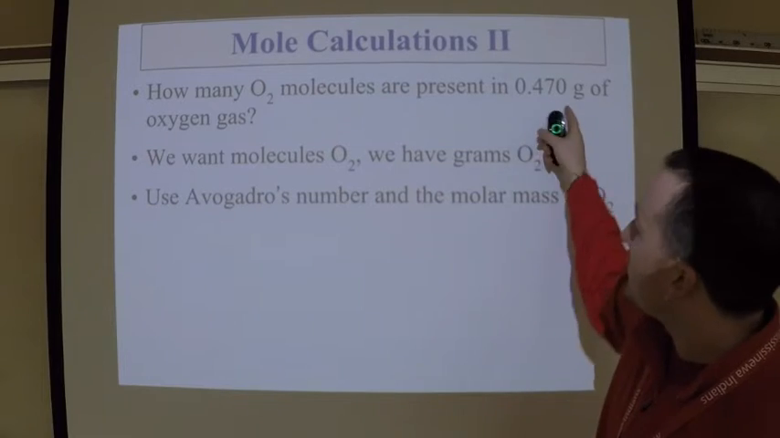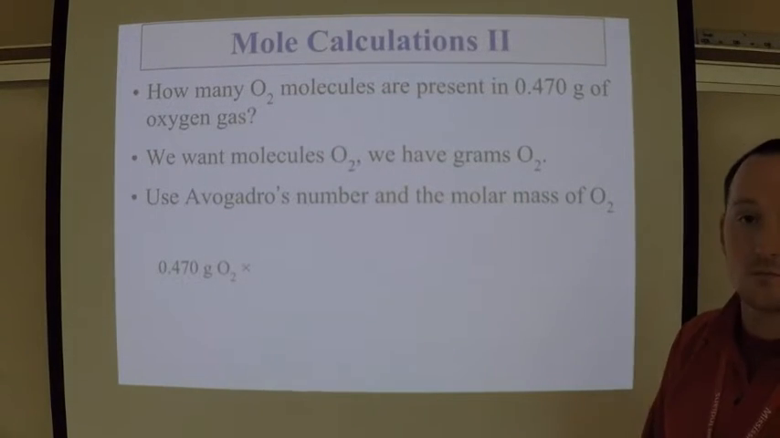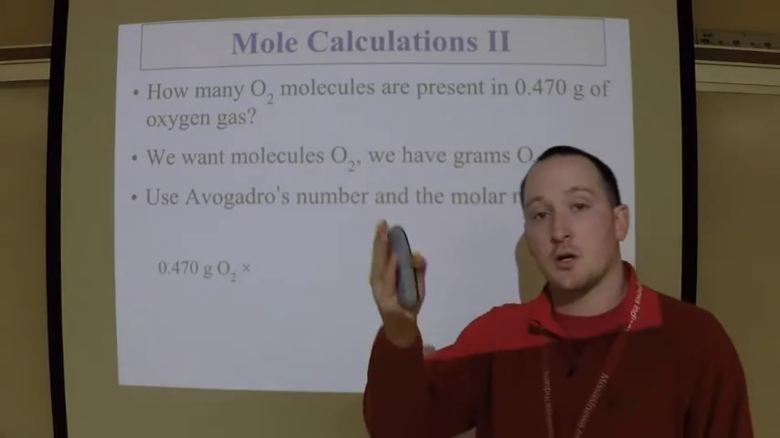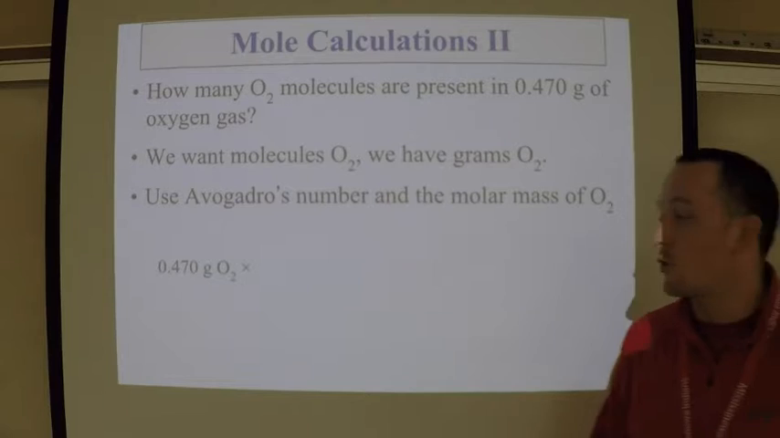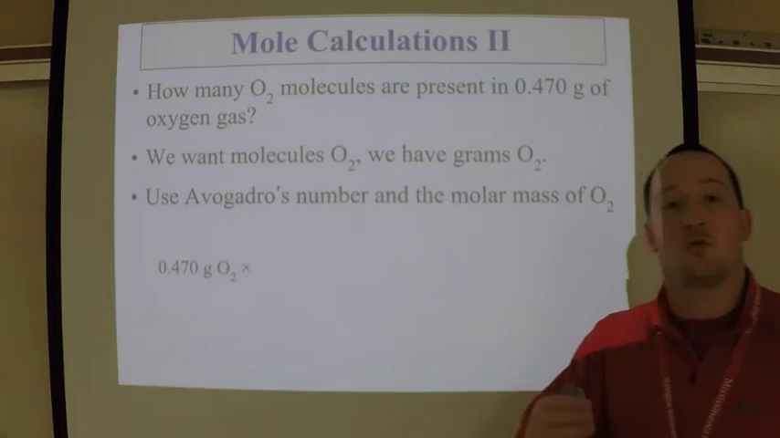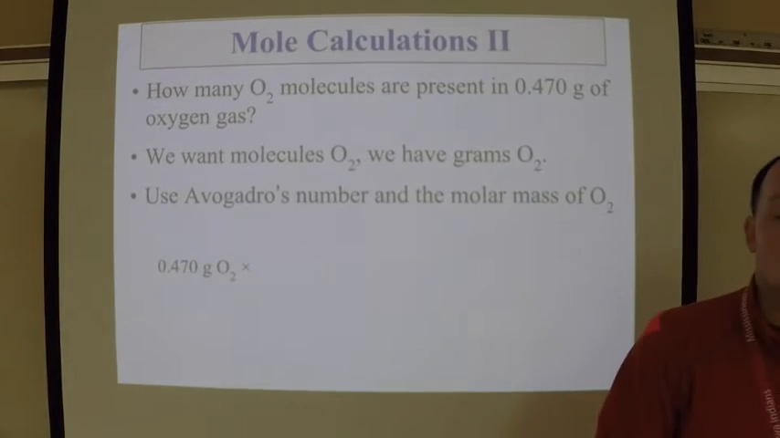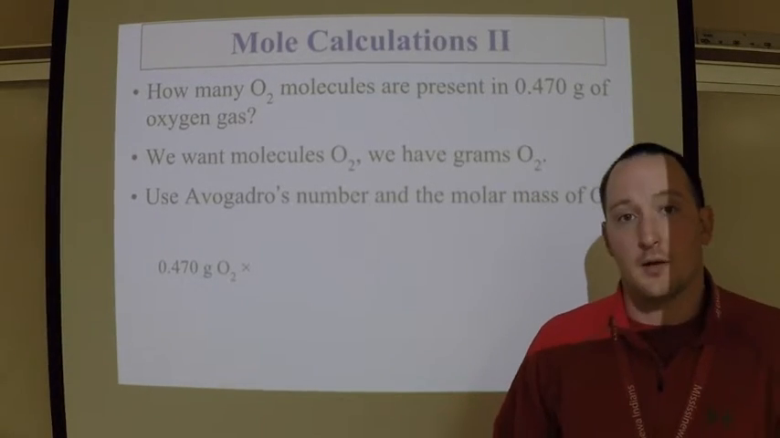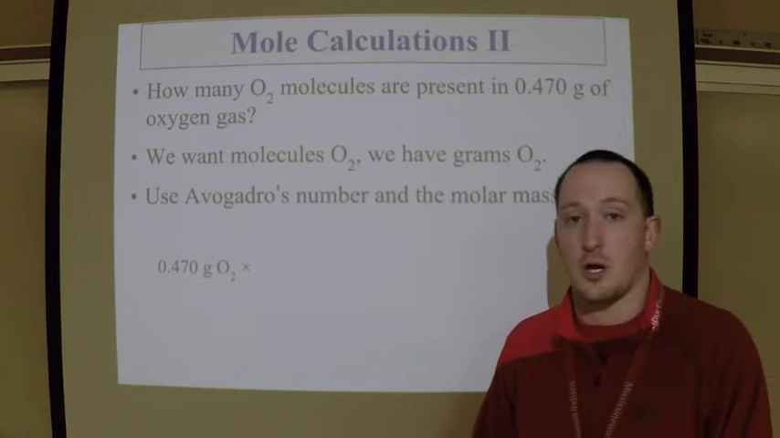So I'm going to start by putting my given unit down here. I have 0.47 grams of O2. In order to change from grams, so on my mole map, I'd go from grams to moles. In order to go from grams to moles, I have to use the conversion factor of 1 mole is equal to the molar mass in grams. Well, what is the molar mass of O2? Well, oxygen is 16, but O2 is 16 times 2, which would be 32 grams.